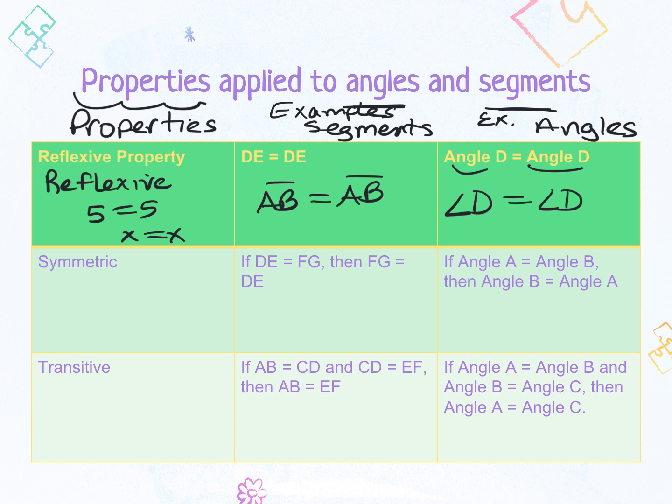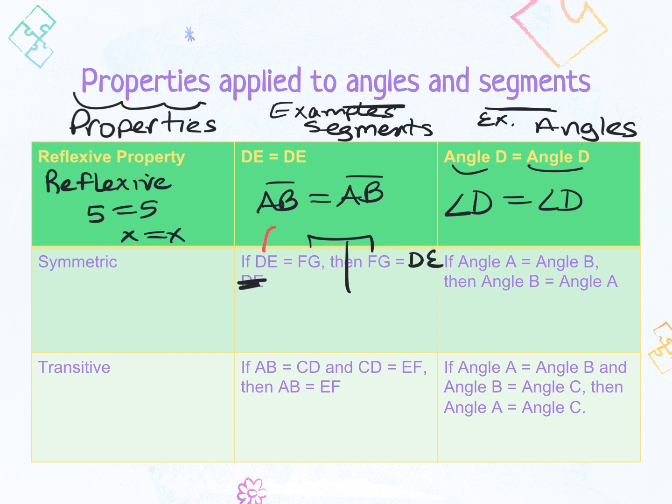And then your symmetric property of equality. This is where if DE equals FG, then FG equals DE. Notice it's like the line of symmetry. So you could draw it here, the FG's match, and then if I put the DE up here, it makes it a little bit easier to see.